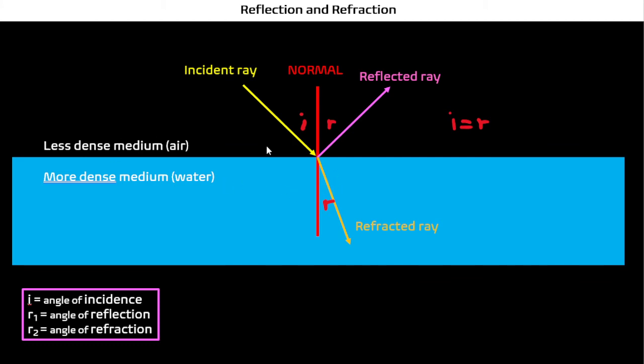Okay, so the terms that you will see more in the future are the angle of incidence, the angle of reflection, and the angle of refraction. Make sure that you know the difference between reflection and refraction, because students always tend to confuse these two.